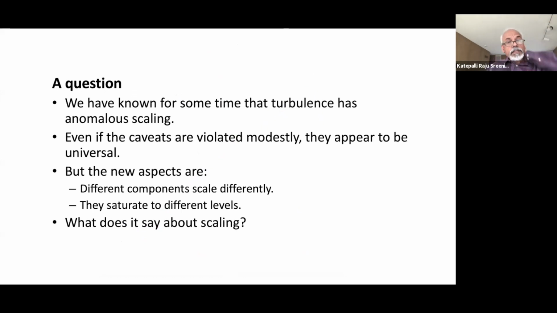So I ask the question, which people here will have some opinions. We have known for some time that turbulence has anomalous scaling.